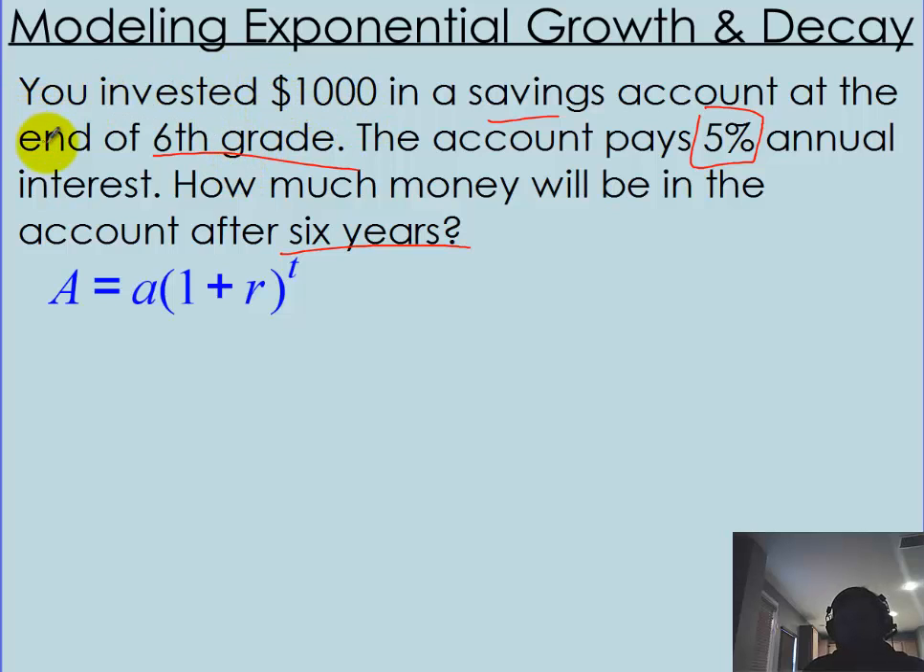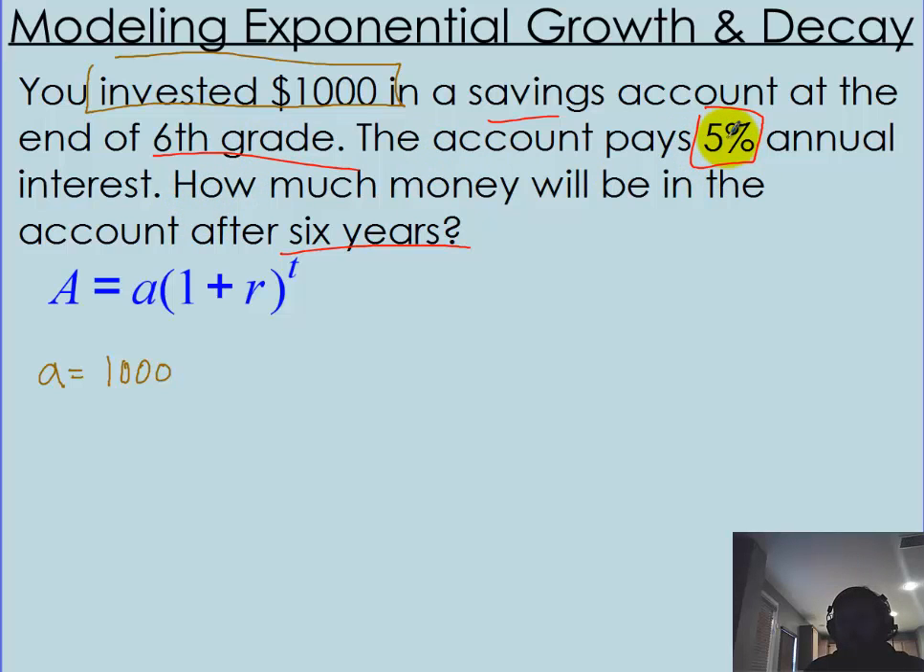The first sentence says you invested $1,000 in a savings account at the end of 6th grade. So this is what you start with. You're starting with $1,000 at the start. That's going to be your little a. So your little a is going to be 1,000, because that's your initial amount. Now, the account pays 5% annual interest.